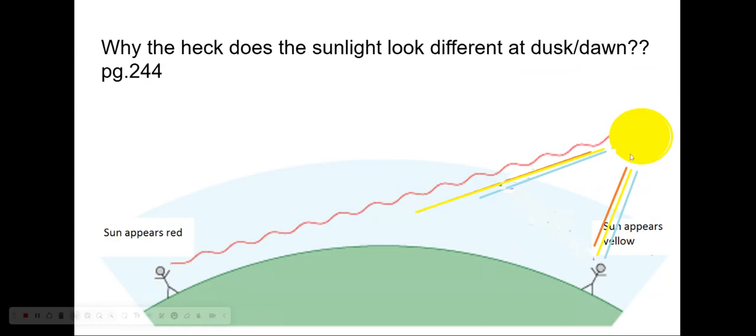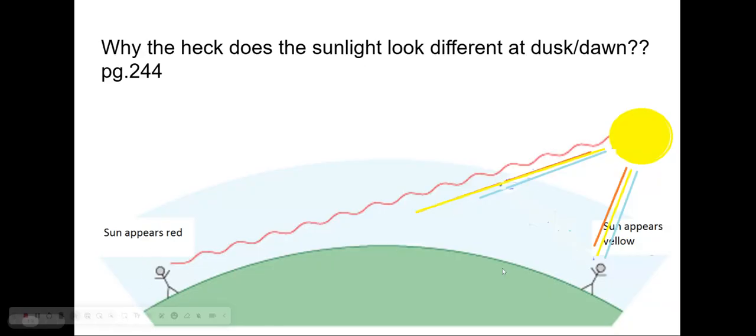Now, we know that the sun gives us off white light. And when we're down here on Earth, the sun typically looks kind of yellow. If we were up in outer space and we weren't surrounded by an atmosphere, the light coming from the sun would actually look white. It wouldn't look very yellow to us. It would look more pure white. But because we're surrounded by this atmosphere, the light refracts and it will look different colors at different times of day.